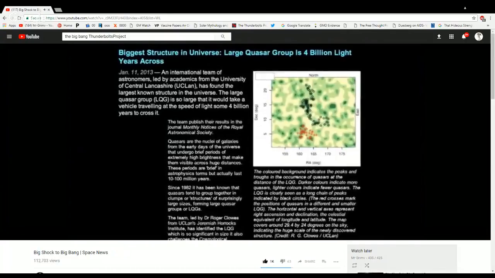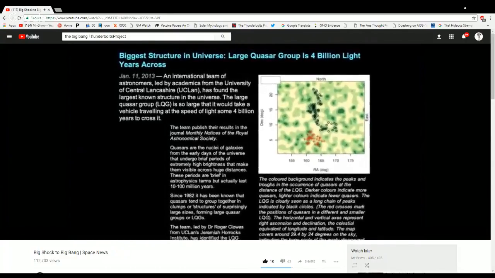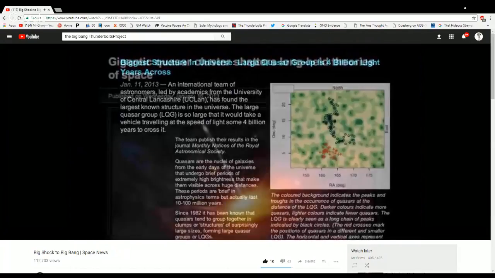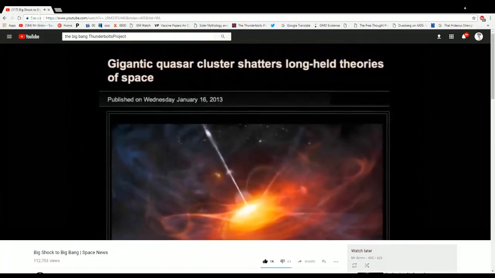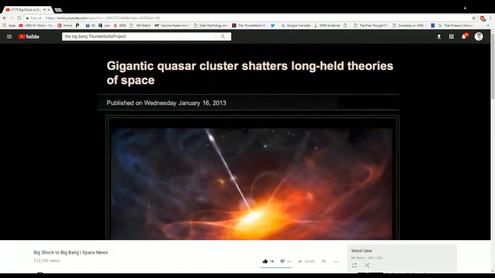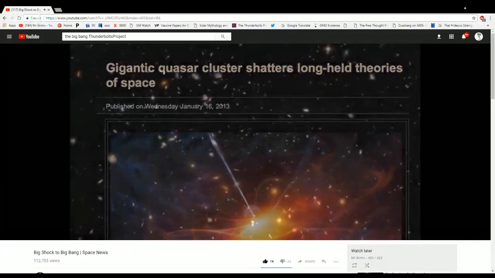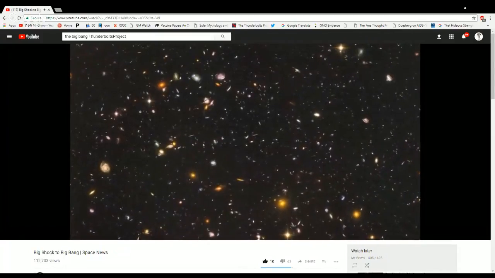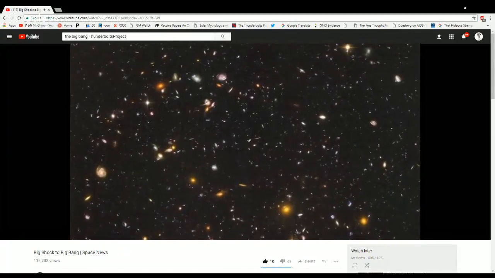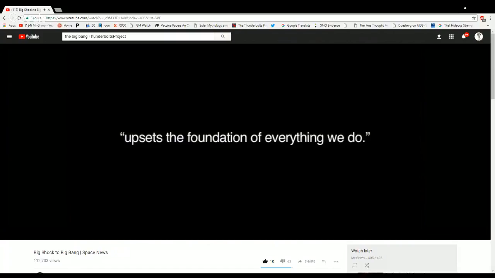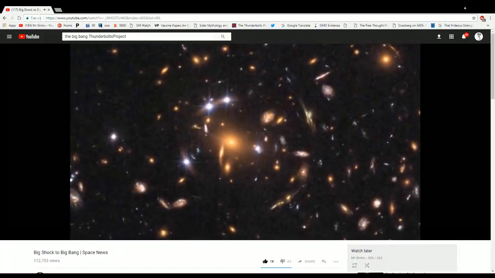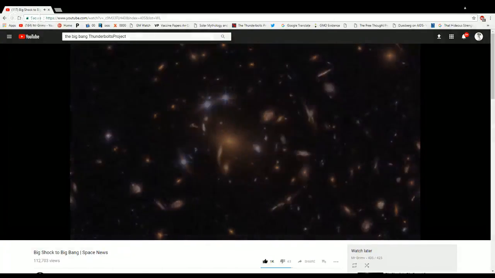A team of astronomers is claiming to have observed an object whose existence shatters the underpinnings of the Big Bang Theory. The quasar group, called Huge LQG, is supposedly so enormous it would comprise roughly 5% of the observable universe. By conventional reasoning, an object of this size simply cannot have formed since the theoretical Big Bang explosion. According to lead author Dr. Roger Close, the finding upsets the foundation of everything we do. But as is so often the case with baffling space discoveries, are we being told the complete story?